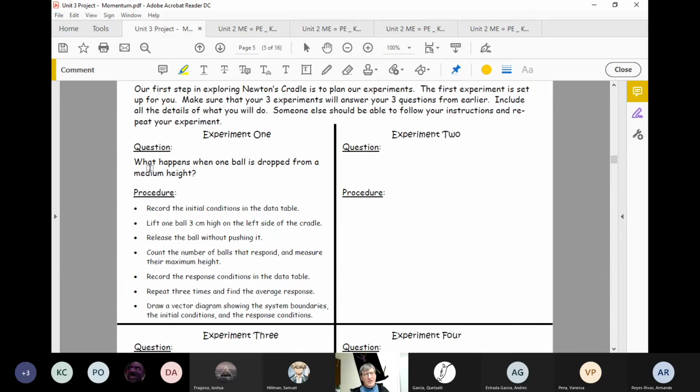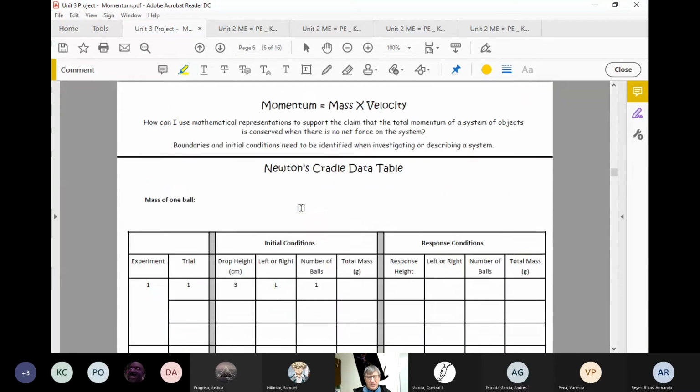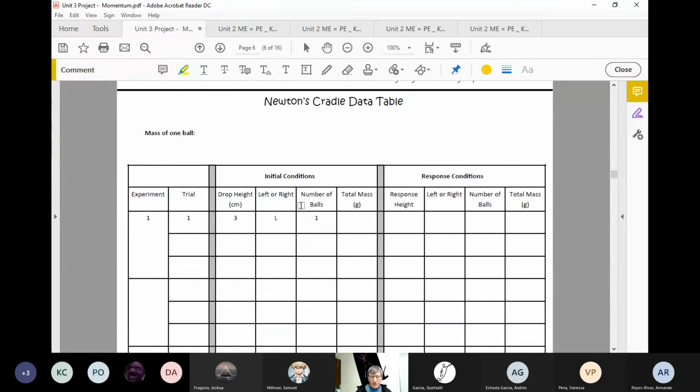Remember, my question was, what happens when one ball is dropped from a medium height? So the first thing I need to do is record the initial conditions in the data table. That is on page 6. Here's our data table that we're going to be filling in. And I've already filled in some of the initial conditions in experiment 1.